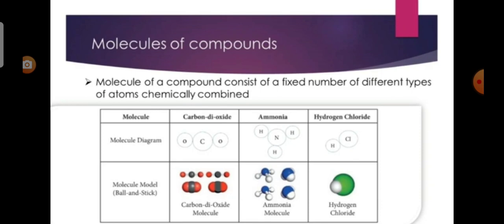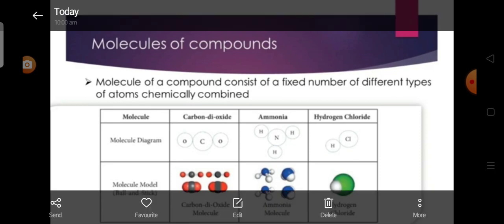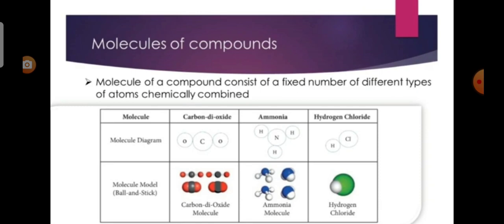Molecule of compounds. A molecule of a compound consists of a fixed number of different types of atoms chemically combined. For example, carbon dioxide. Here, one carbon atom and two oxygen atoms combine to form carbon dioxide. Ammonia. Here, one nitrogen atom and three hydrogen atoms combine to form ammonia. Hydrogen chloride. Here, one hydrogen and one chlorine combine to form hydrogen chloride.